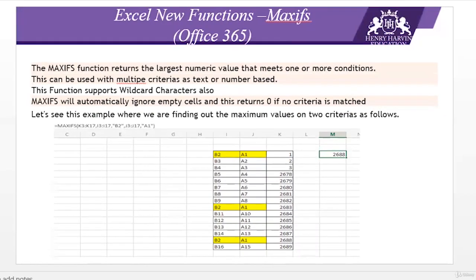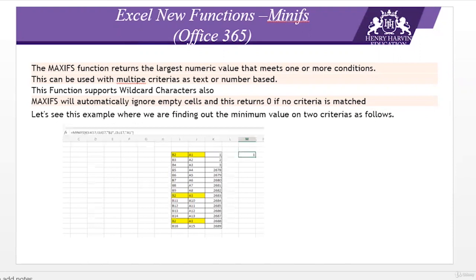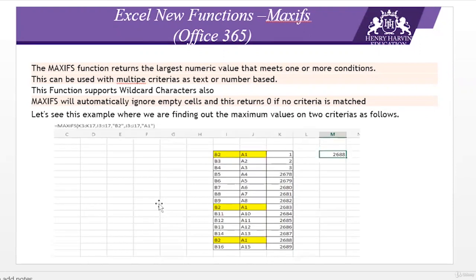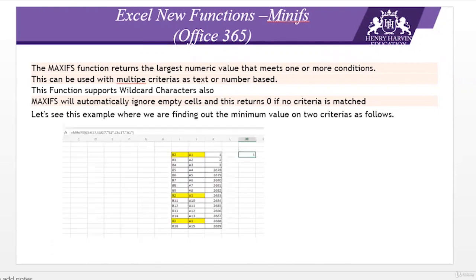Let me jump to the next function, guys. MAXIFS is clear, and MINIFS is also clear. This is the MAXIFS slide, and this is the MINIFS slide, where we are finding these values. And one more thing: MAXIFS will automatically ignore empty cells. This is the inbuilt function which ignores empty cells, and it returns zero if no criteria is met.